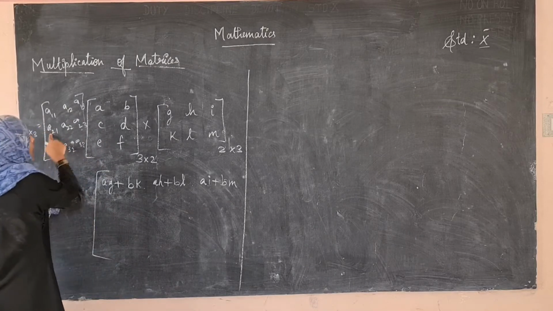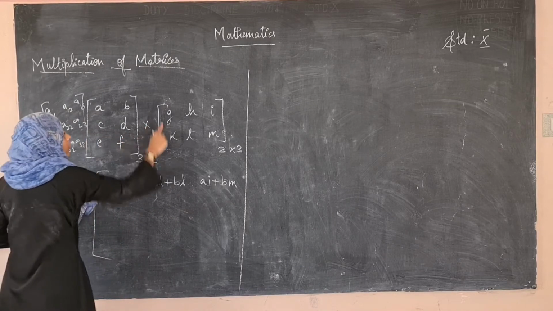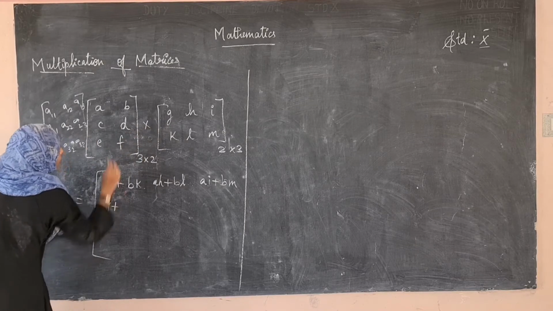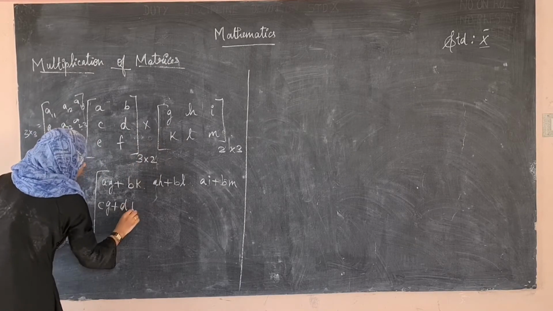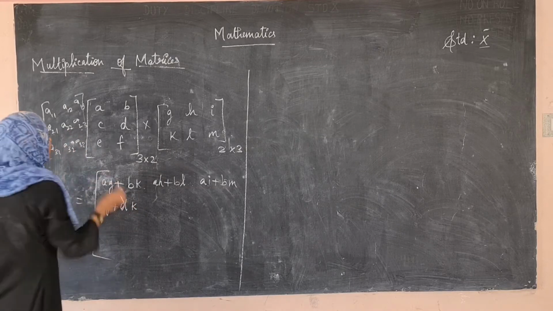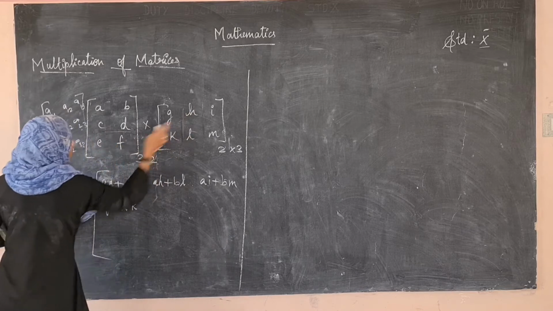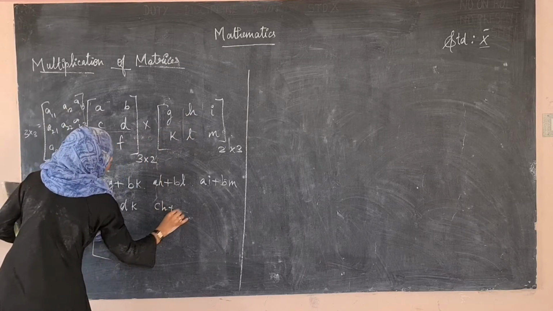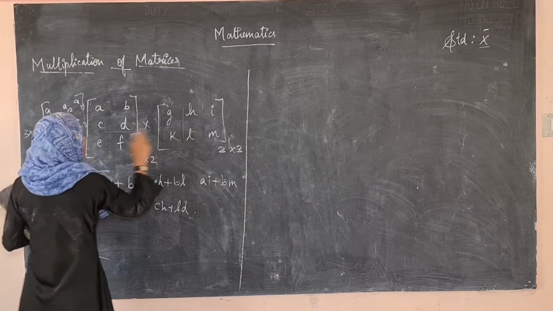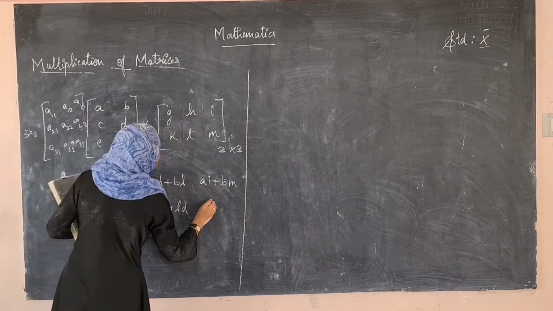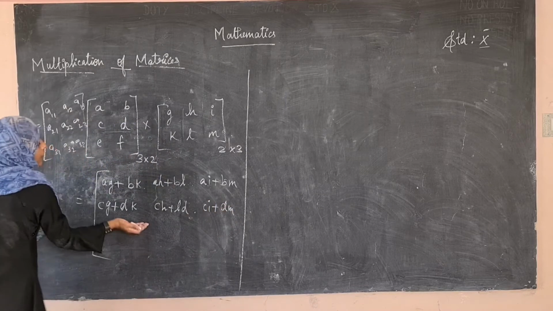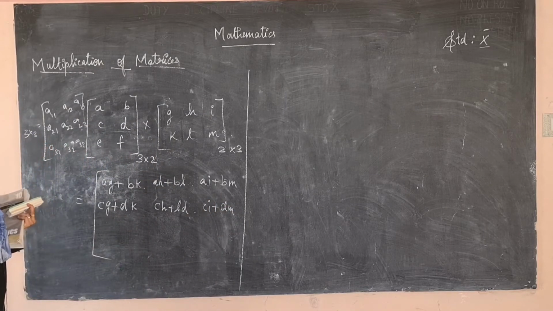And again, see A21, that is second row, first column. What happens? C into G plus D into K. Okay, this is A21. What's A22? Second row, second column: C into H plus D into L. And A23 is second row, third column: C into I plus D into M. This is the second row of the resulting 3 cross 3 matrix.